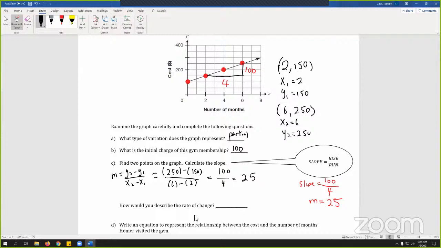Then it asks us, how would you describe the rate of change? So the rate of change is the explanation of the slope. It's the explanation of the slope in terms of the question here. So what does the question mean here? Describing rate of change, what does the 25 mean? What does the 25 represent? Does anyone have an answer?